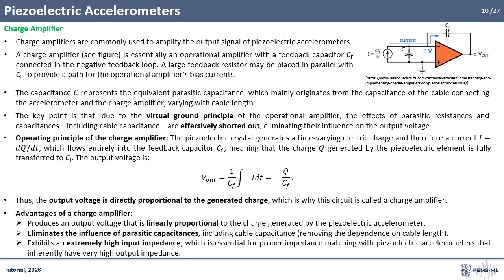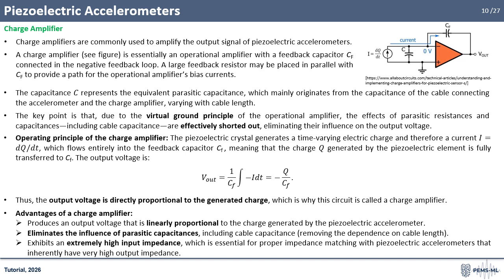Charge amplifiers are commonly used to amplify the output of piezoelectric accelerometers. A charge amplifier is essentially an operational amplifier with a feedback capacitor in the negative feedback loop. In practice, the piezoelectric accelerometer is connected to the amplifier by a cable. The cable capacitance can be problematic because it depends on cable length, which would otherwise cause the system sensitivity to vary. However, due to the virtual ground at the input of the charge amplifier, the effects of parasitic resistances and capacitances, including cable capacitance, are effectively canceled and do not influence the output voltage.